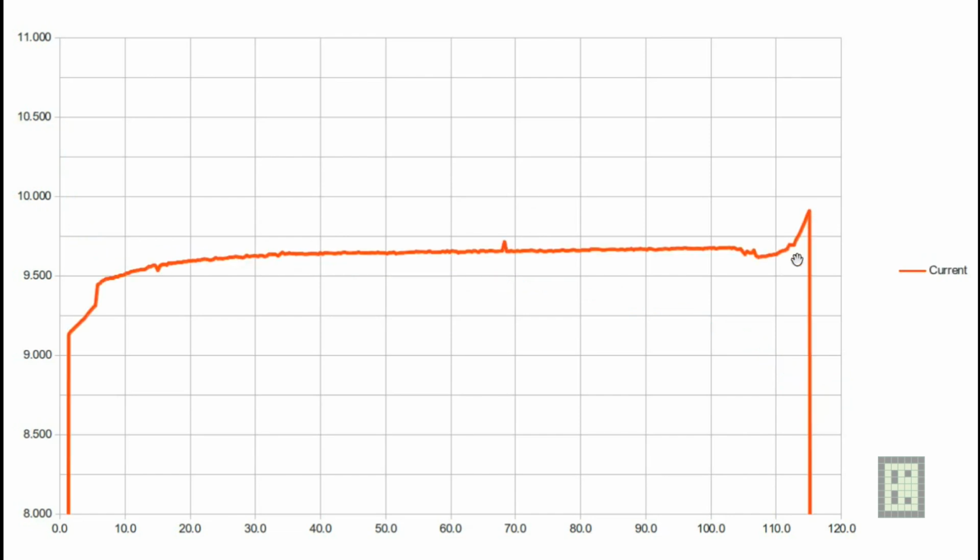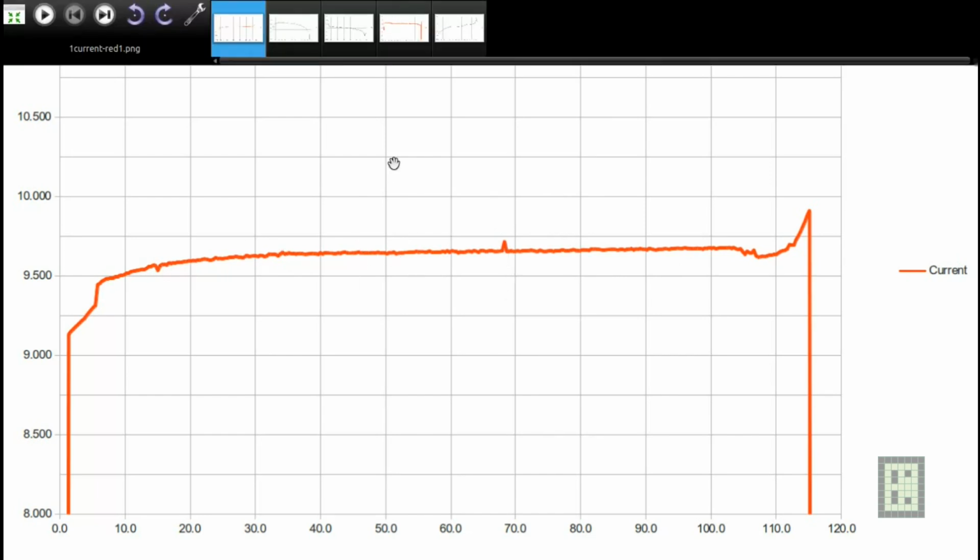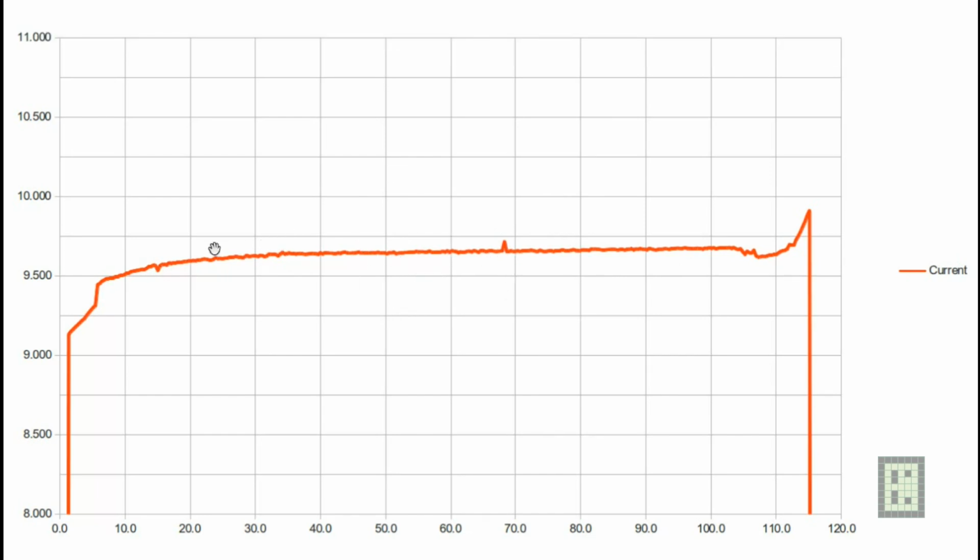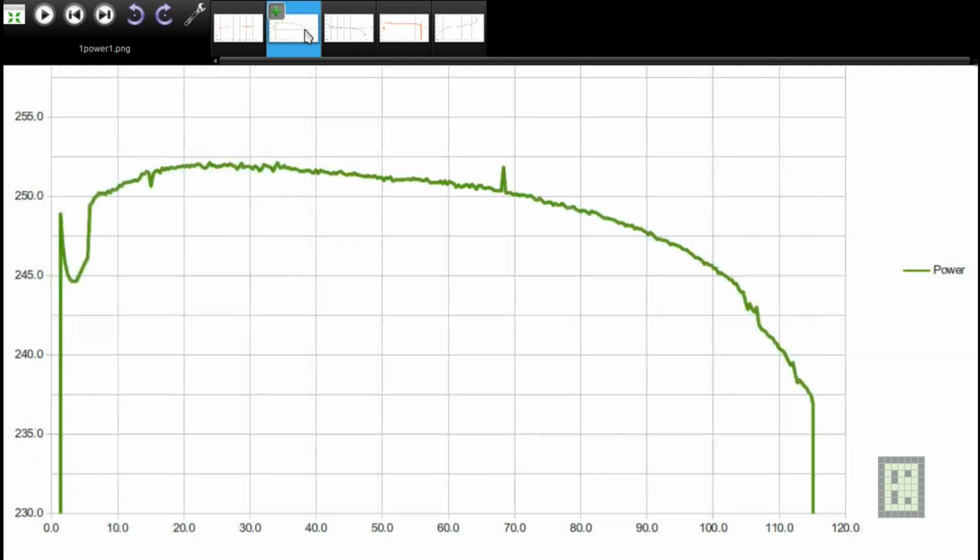And this is the current. Of course, it's almost constant, 9.6, 9.7 amps. So about half of the capacity, which is 20 amp hour. So the discharge took almost 2 hours.